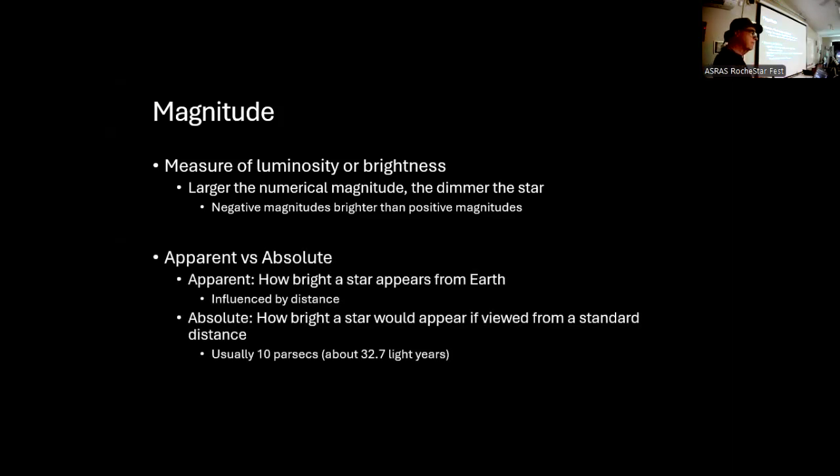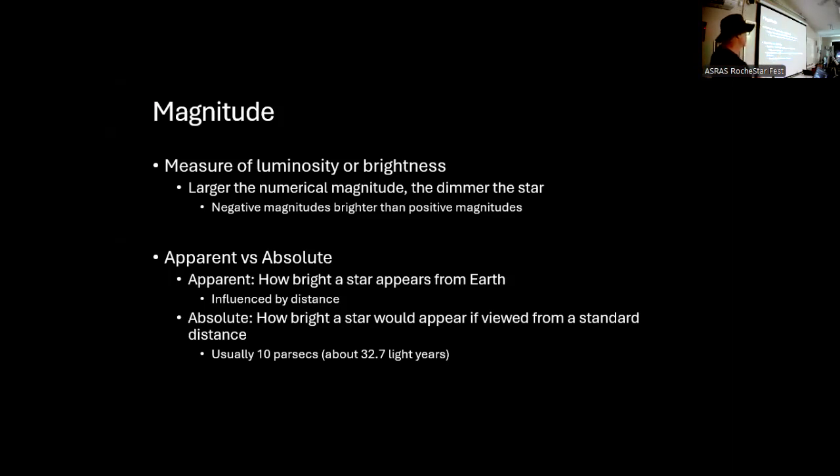Their magnitude can be apparent or absolute. So apparent magnitude is how bright a star looks to be from Earth. And distance makes a difference here. So very, very bright stars that are a long way away may have a fairly low apparent magnitude, whereas relatively dimmer stars that are closer to Earth have a higher apparent magnitude.